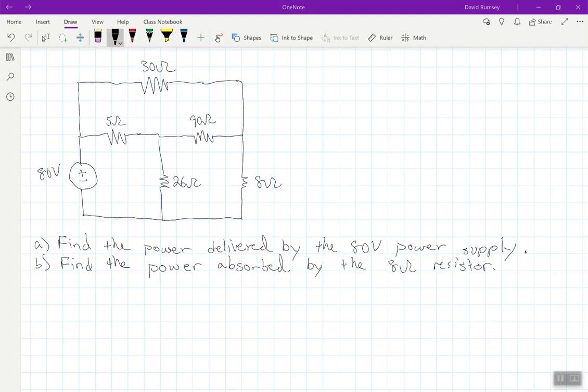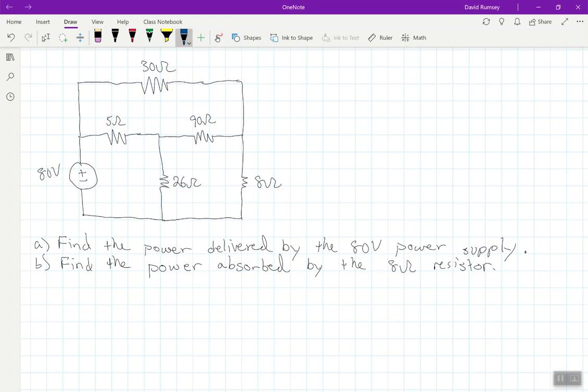mesh analysis. Now, the reason I point out nodal or mesh is that on the quizzes, it's not going to specify necessarily to use nodal or mesh. If it does specify using nodal or using mesh, obviously you make sure to use the correct technique to solve the problem.